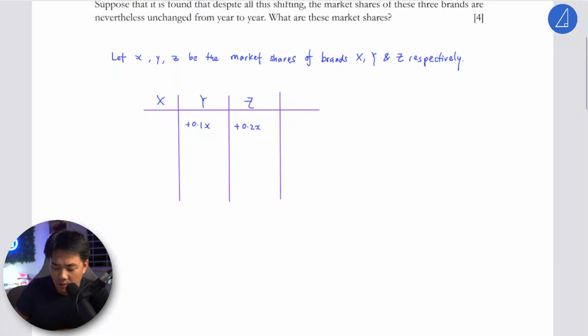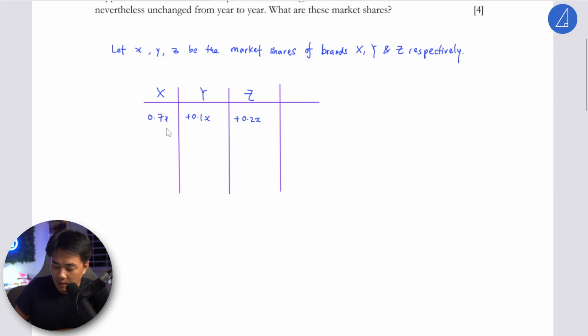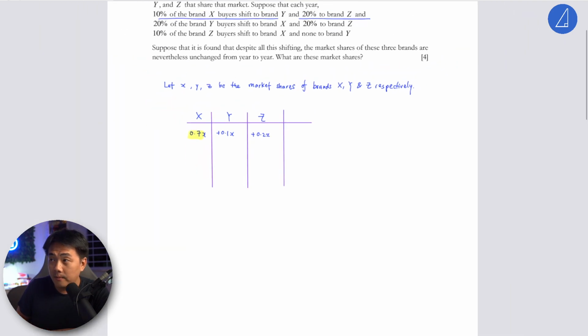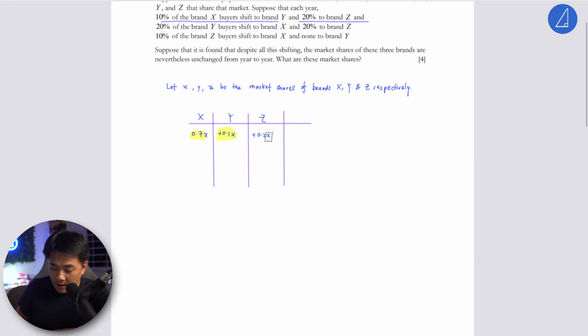Okay, so obviously you can write this as minus 0.3x if you want to. So you're left with 0.7x, right? So the new amount now for x will be 0.7x, then 0.1x and 0.2x, from the previous years.